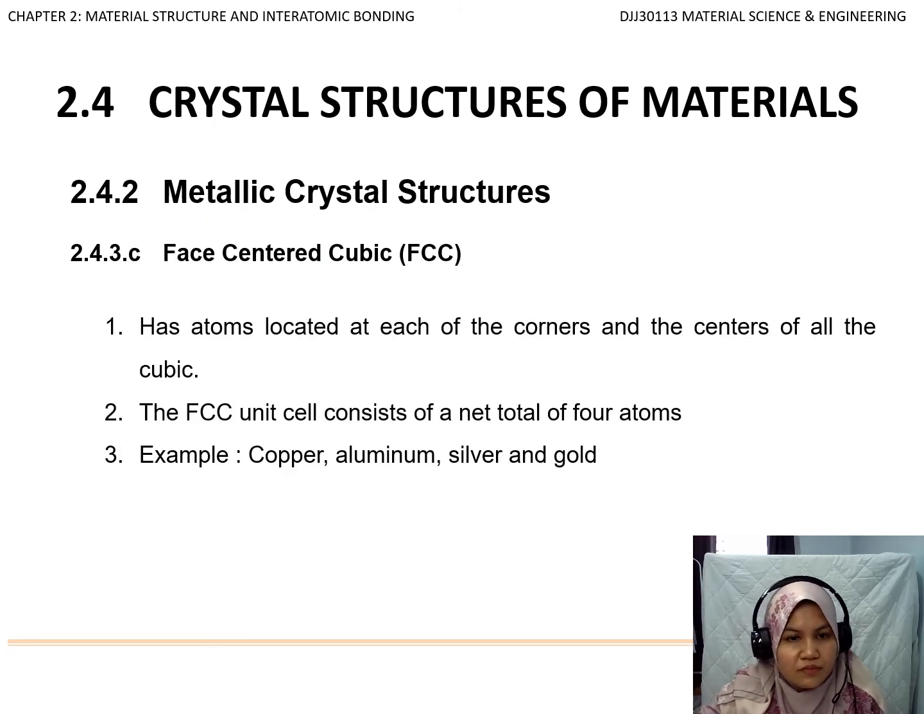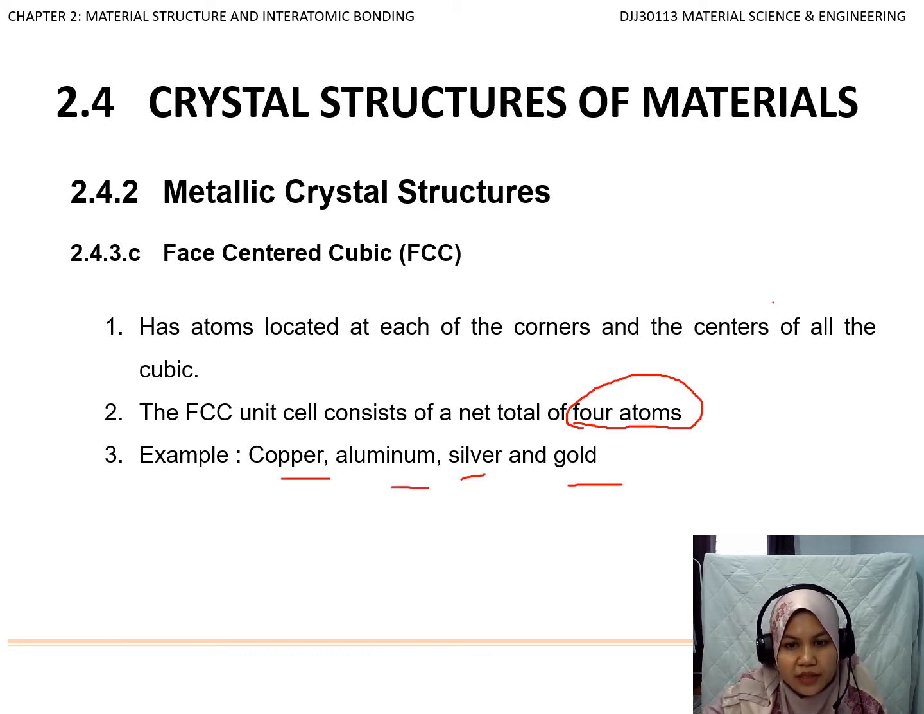Okay, seterusnya face centered cubic ataupun FCC. FCC has atoms located at each of the corners, same like simple cubic and BCC, and plus the centers of all the faces. Dia ada pada face lah, pada permukaan cubic tadi. So the FCC unit cell consists of a net total of 4 atoms. Jumlah keseluruhan atom pada FCC adalah 4 atoms. So examples: copper, aluminium, silver and gold.